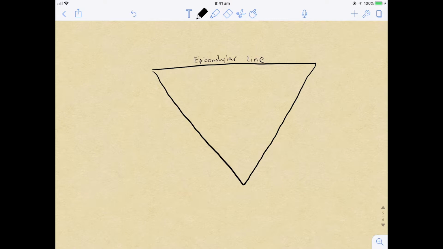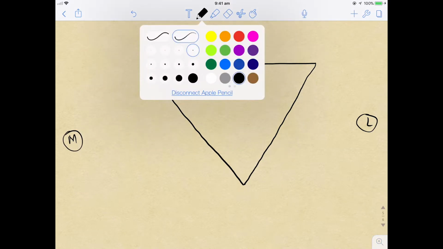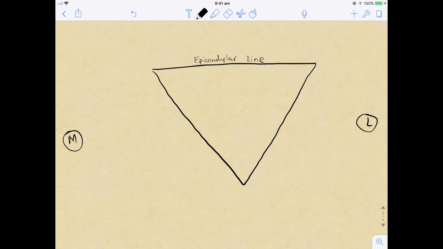Next, let's draw in which side is going to be lateral and which side is going to be medial. There we go. So the medial border is made up by the lateral edge of the pronator teres muscle. I'm just going to write that as pronator teres there, PT. The lateral border is formed by the medial edge of the brachioradialis muscle.